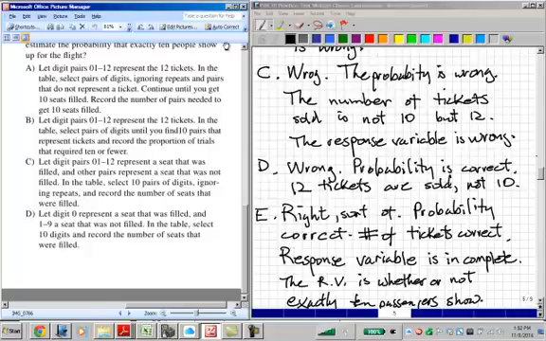Okay, D. Let digit 0, okay, now we're getting on the right track, represent a seat that was filled, and 1 to 9 a seat that was not filled. Okay, that's the right probability. Okay, good start. In the table, select 10 digits and record the number of seats that were filled.